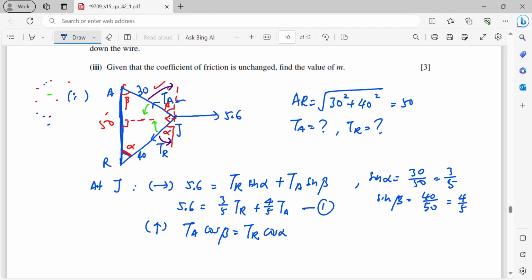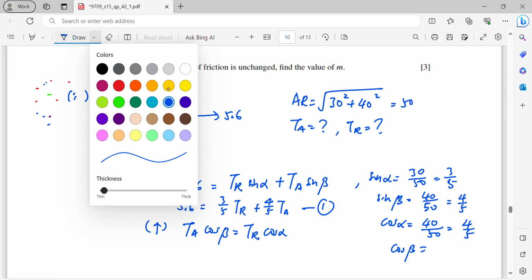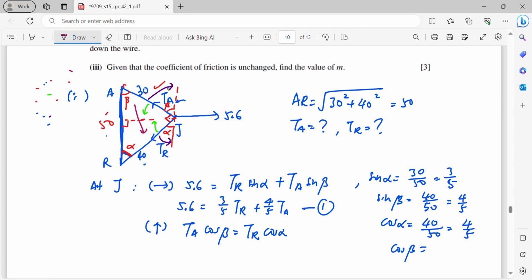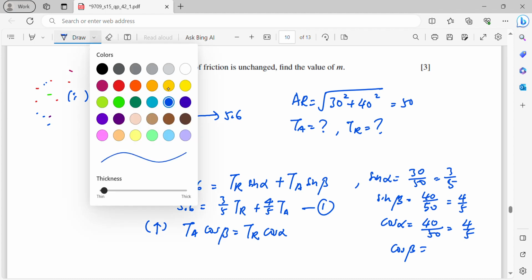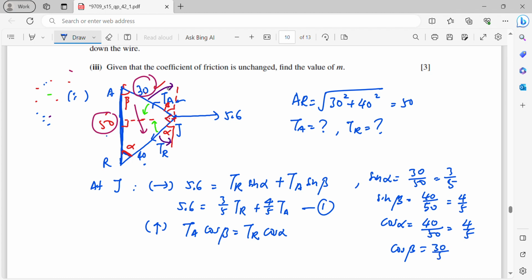Okay, now I need to get cos alpha and cos beta. So cos alpha, cos is basically adjacent over hypotenuse. So adjacent side of the alpha is basically 40, and then the hypotenuse is 50. So you will get 4 over 5. And then cos beta, for the beta, I will say opposite side is 40. So it means the adjacent side is 30. Hypotenuse is going to be 50. So 30 over 50. So you will get 3 over 5.